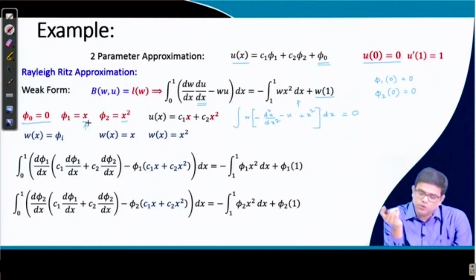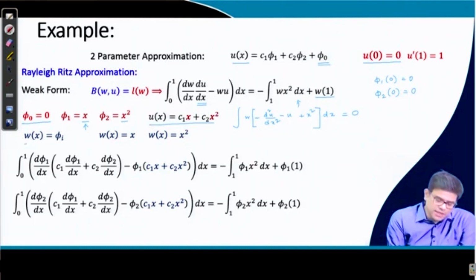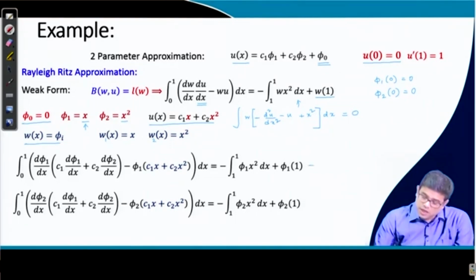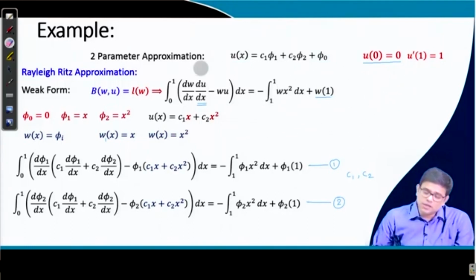Now if I substitute these approximations, my final approximation is this. In the case of Rayleigh-Ritz, w1 and w2 are x and x square. If I substitute, I get two such equations, 1 and 2. If I solve these two equations, I will get C1 and C2. I solved them, and what I observed is the solution.